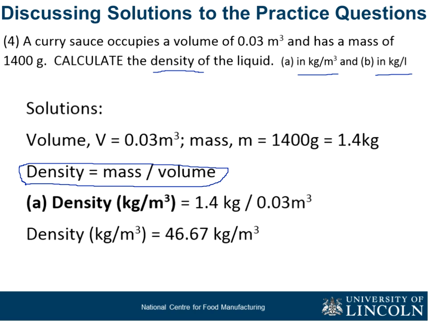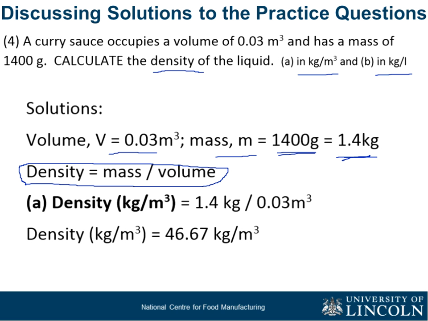Now, like I said, the very first thing you want to do is put down the given volume and mass. Then we want to find the density in kilogram per meter cube. So we have the mass already given to us as 1,400 grams. We need to convert that to kilogram. What do we need to do? Divide this by 1,000. If you divide this by 1,000, you have it in kilogram.